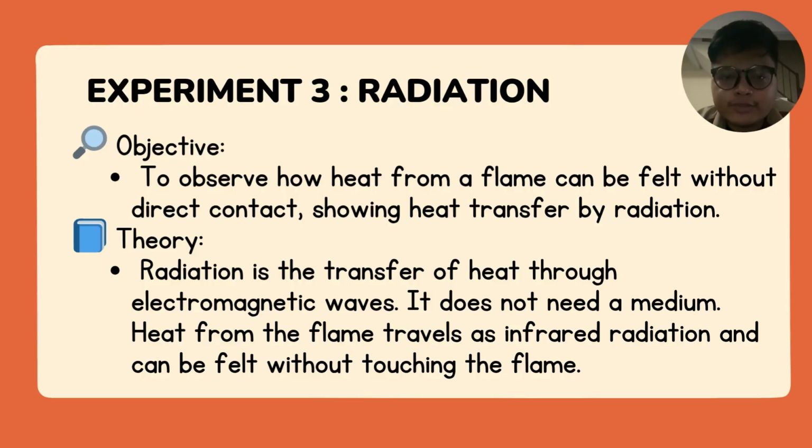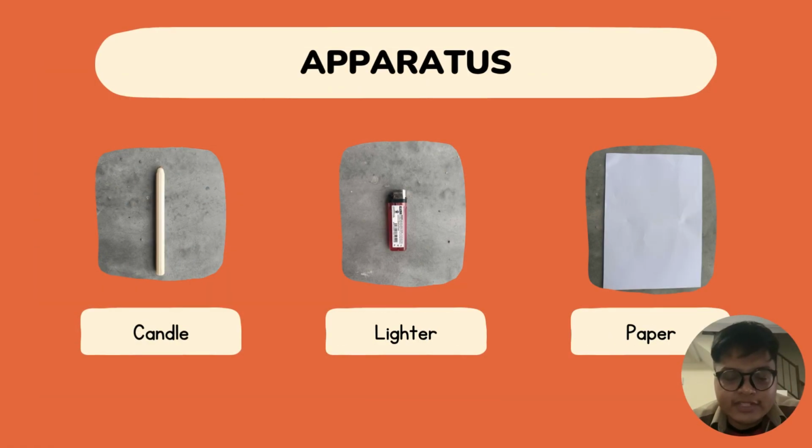Hello, my name is Muhammad Nazmi bin Zamrus, DD230069. I will explain the third experiment, related to radiation. The objective is to observe how heat from a flame can be felt without direct contact, showing heat transfer by radiation. Theoretically, radiation is a transfer of heat through electromagnetic waves. It does not need a medium, and heat from the flame travels as infrared radiation and can be felt without touching the flame. The apparatus for the experiment are a candle, a lighter, and paper.